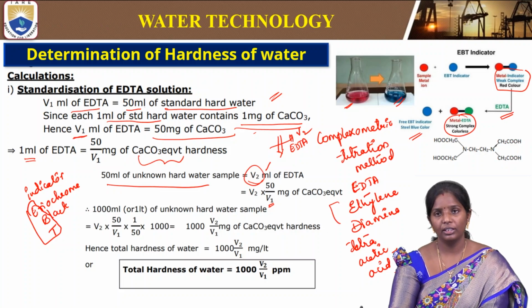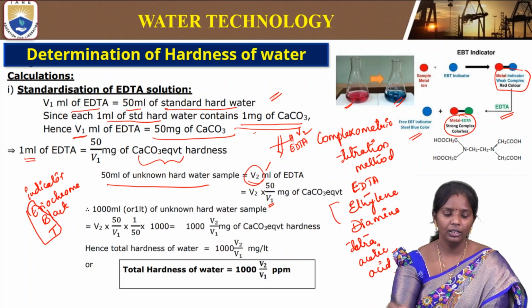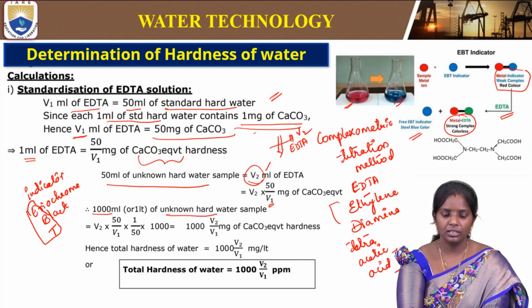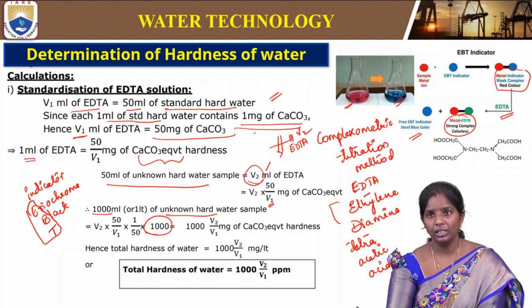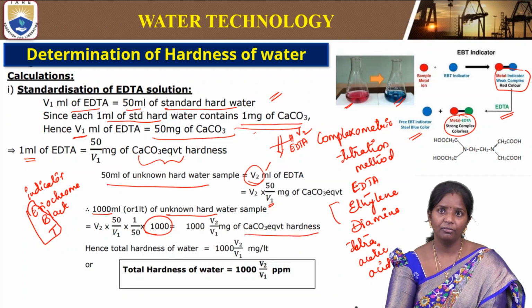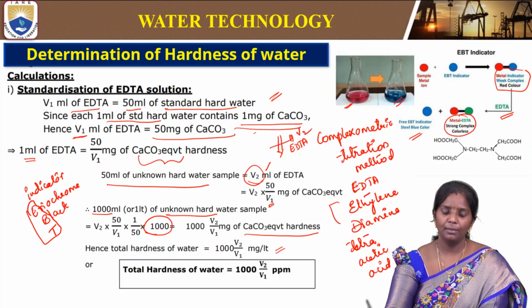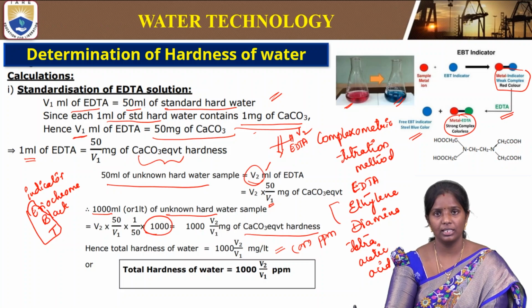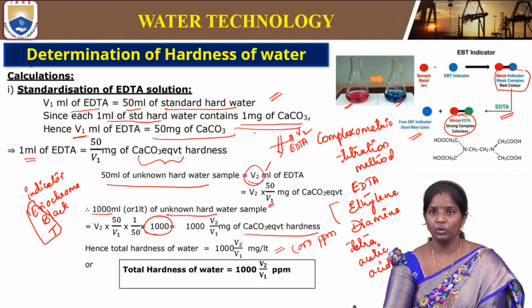If we give it in the report for 1000 ml or 1 liter of unknown hard water sample, we multiply with 1000, and that gives the calcium carbonate equivalence for 1000 ml or 1 liter. We express that in mg per liter or ppm. This is how we standardize the EDTA and get the total hardness.